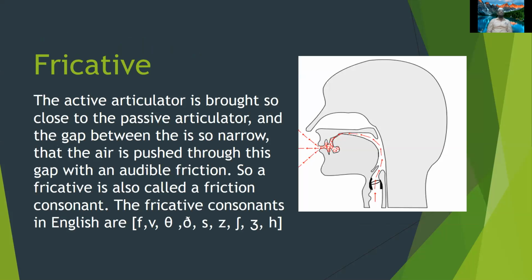Next, we're going to see fricative. The active articulator is brought so close to the passive articulator and the gap between them is so narrow that the air is pushed through this gap with an audible friction. So a fricative is also called a friction consonant.